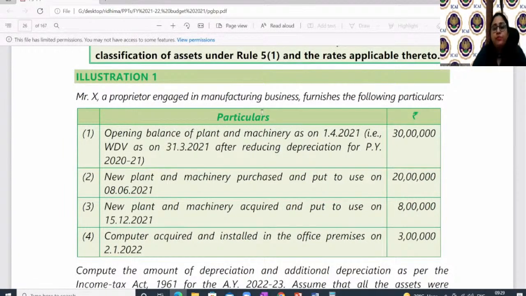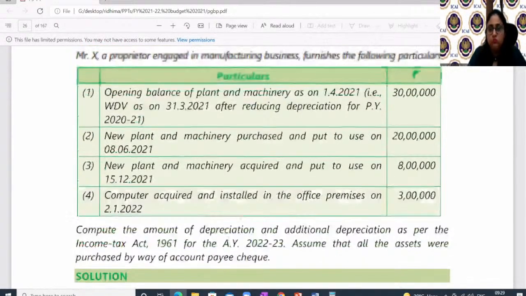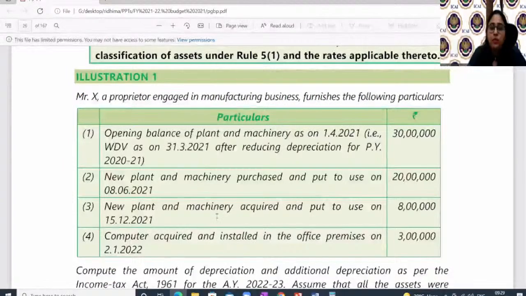New plant and machinery purchased and put to use on 8th June 2021, 20 lakhs. New plant and machinery acquired and put to use on 15th December, 8 lakh. Computer acquired and installed in office premises on 2nd January 2022, 3 lakhs. Okay.